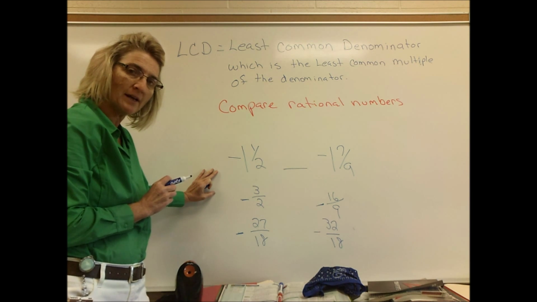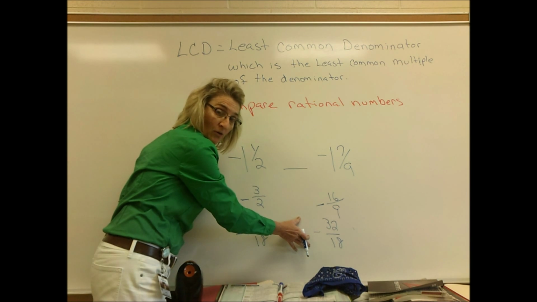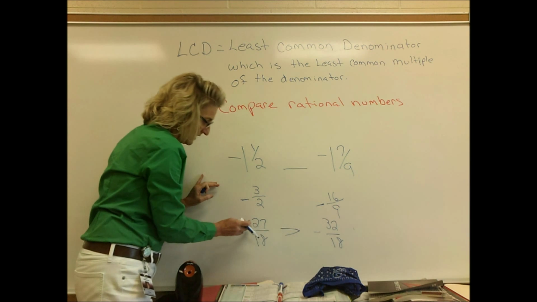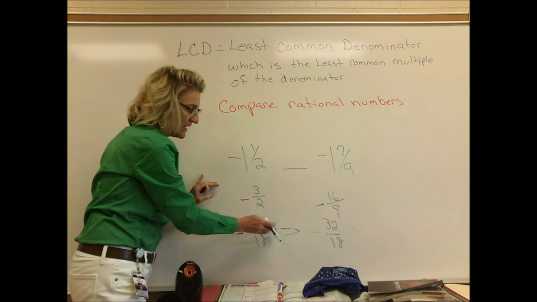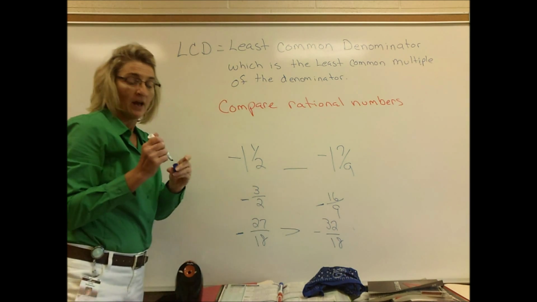Let's think of the number line. Is 32 farther away from 0 than 27? Absolutely. So negative 27/18 is greater than negative 32/18.